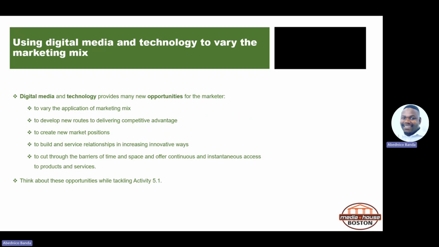Digital media and technology provide many new opportunities for the marketer to vary the application of the marketing mix, to develop new routes to delivering competitive advantage. Think about Takealot. We know that they're a Cape Town-based company, but all of a sudden, opportunities emerged for them to have pickup hubs. So all of a sudden, you've got pickup points and so forth, to create new market positions, to build and service relationships in increasingly innovative ways, to cut through the barriers of time and space and offer continuous and essential access to products and services. Think about these opportunities as highlighted in your textbook.